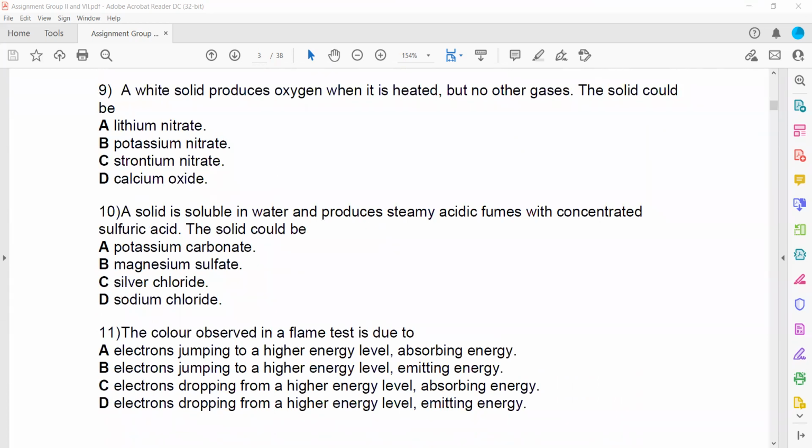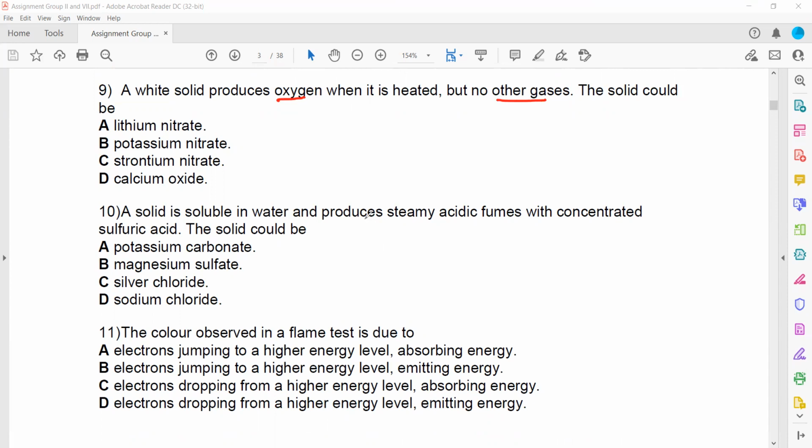Question 9. A white solid is produced when it is heated, but no other gas is there. What could be the white solid? So the white solid is producing oxygen gas. Which substance produces the oxygen gas?